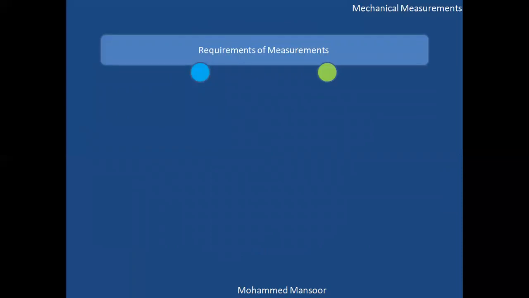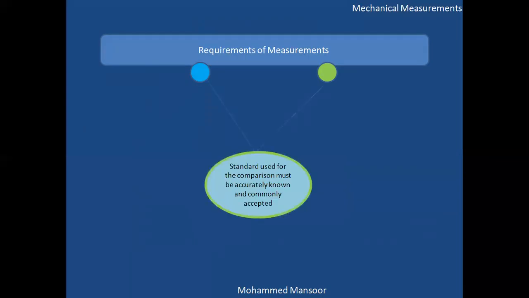Generally, there are many requirements of the measurement process. Importantly, the standard used for the comparison must be accurately known and commonly accepted. So the standard which we use for the comparison should be commonly accepted and should be accurate. Yes or no?